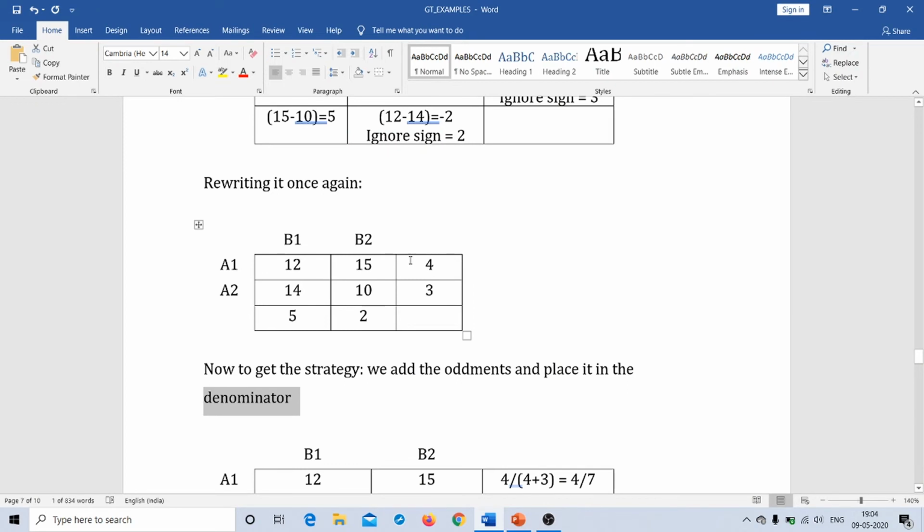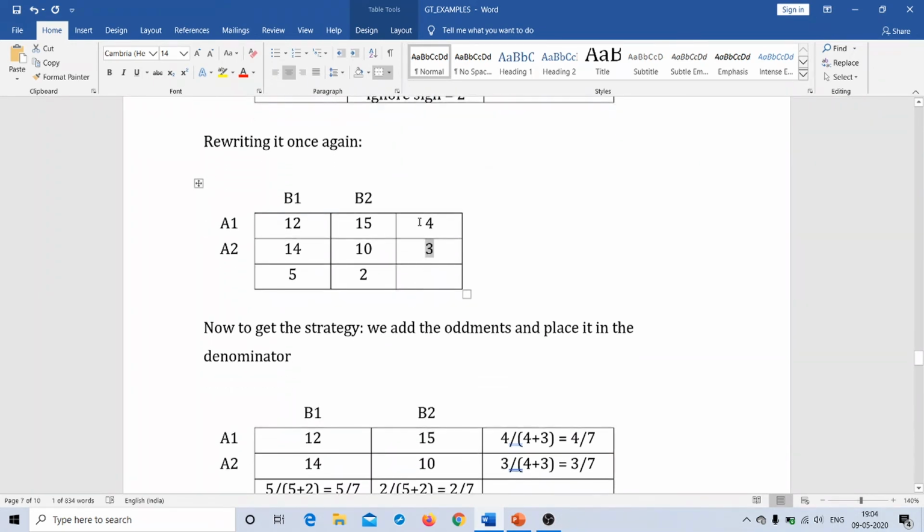This is 4 for strategy A1 and this is 3 for strategy A2. So we add these two oddments and place it in the denominator. 4 plus 3 is 7, so we place 7 in the denominator so that it looks like 4 by 7 and 3 by 7.